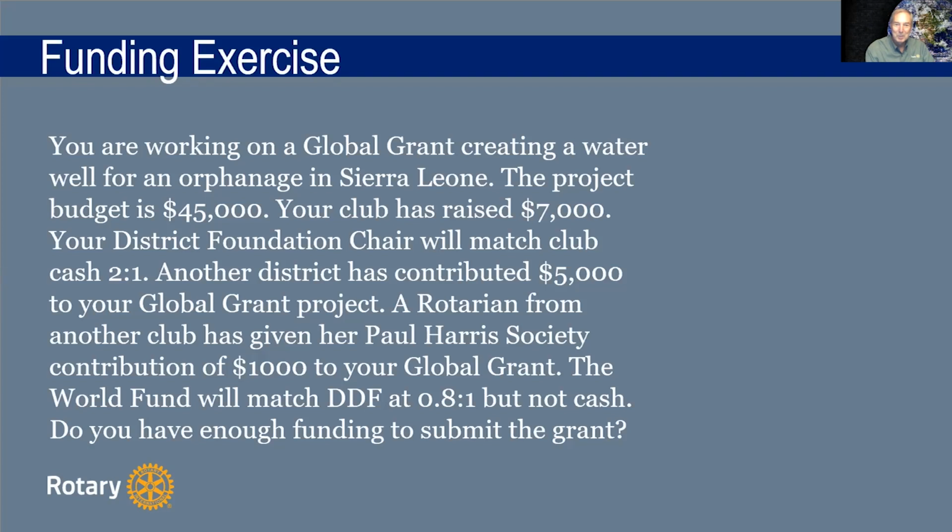But you can also designate it for a particular project. And so this person says that she likes your project so much that she's going to contribute her $1,000 this year to your global grant. So you got $1,000 there. Now the World Fund is going to match DDF at 0.8-to-1, but they don't match cash. So here's the question. Do you have enough funding to submit the grant? What do you think?